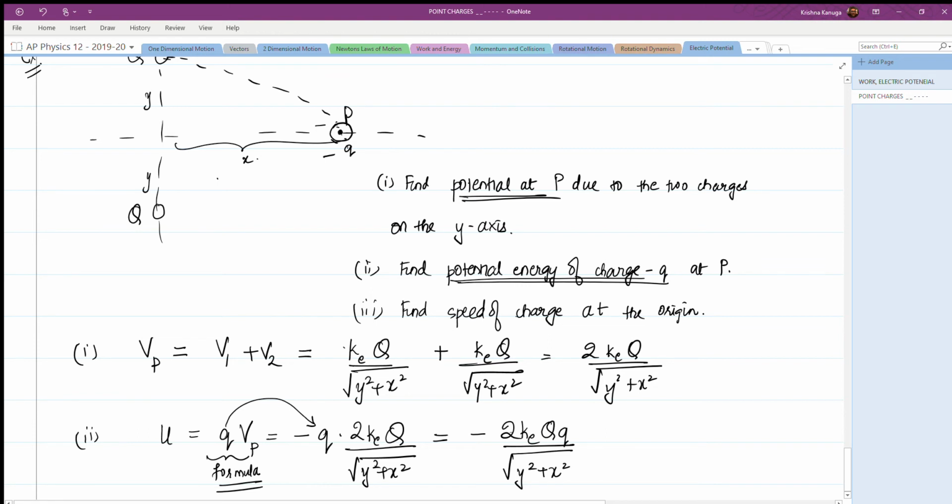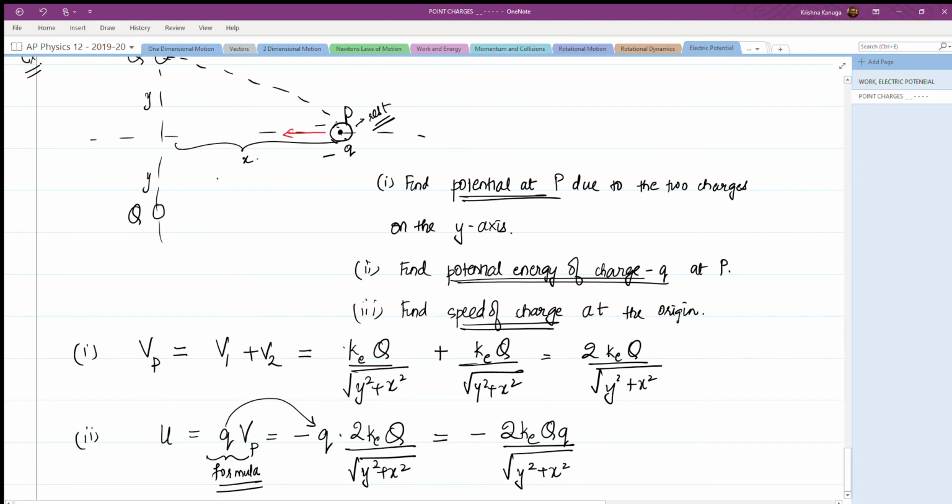Now once you know the potential energy, we can also try to answer the question of the speed of the charge at the origin. So before we answer this question, let's understand physically what's going on. If we were to let go of the charge from rest, let's say it's at rest out here, then because the charge is negative and the other two charges are positive, this charge is going to start traveling to the left.